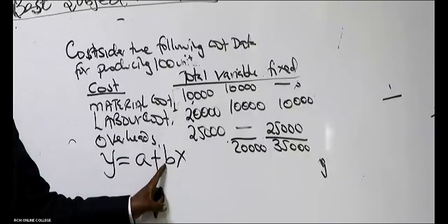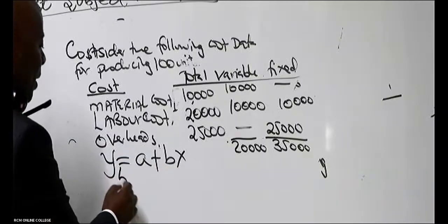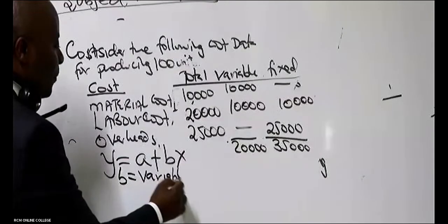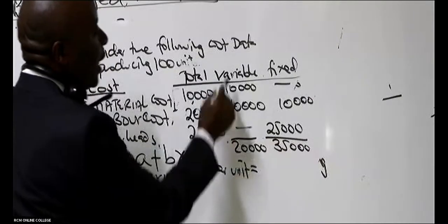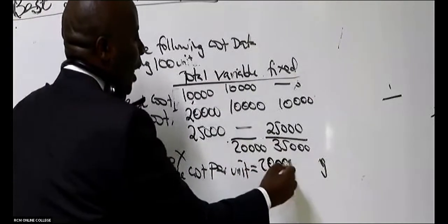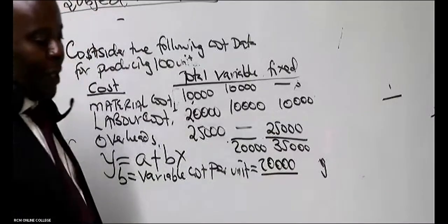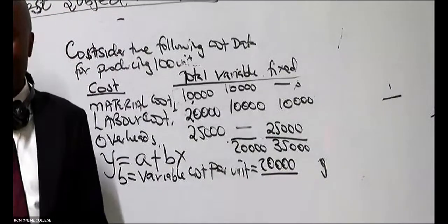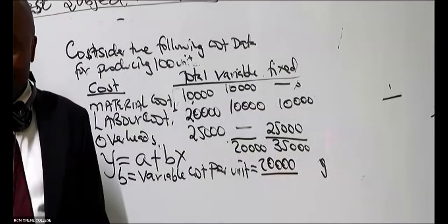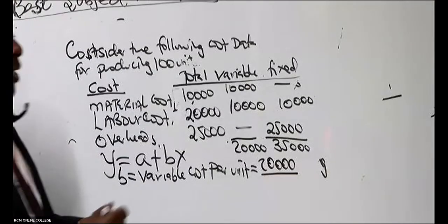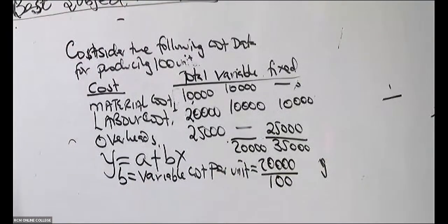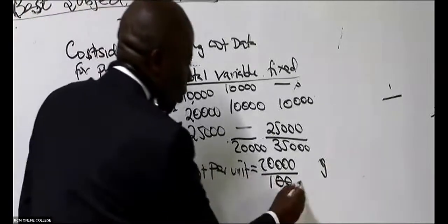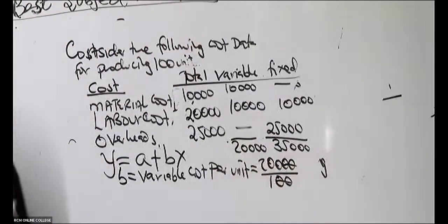How about B? B is variable cost per unit. So come and give us this B. Per unit. That means I will take this variable cost of 20,000, which was used to produce how many units? I want variable cost for each unit. So I'll take this 20,000 and divide by 100. So the 2 will go, meaning that our B equals what?